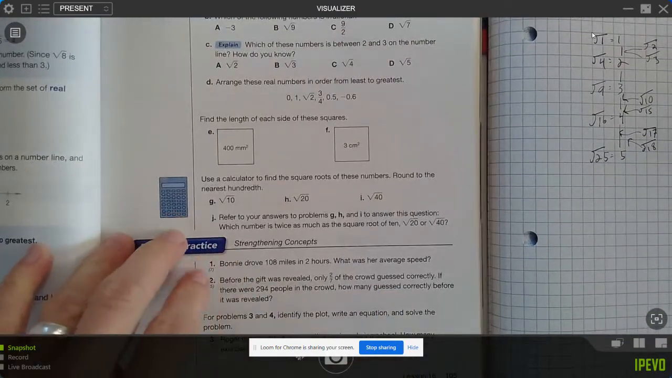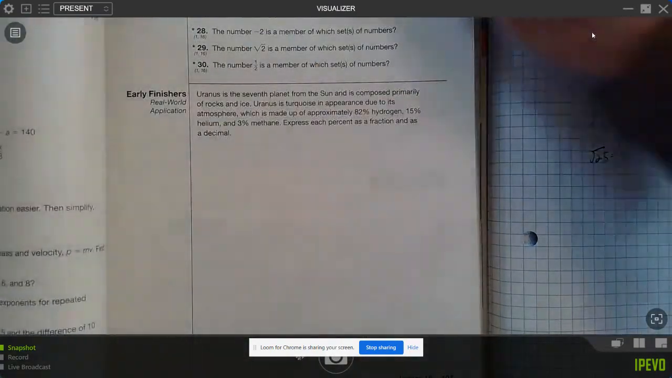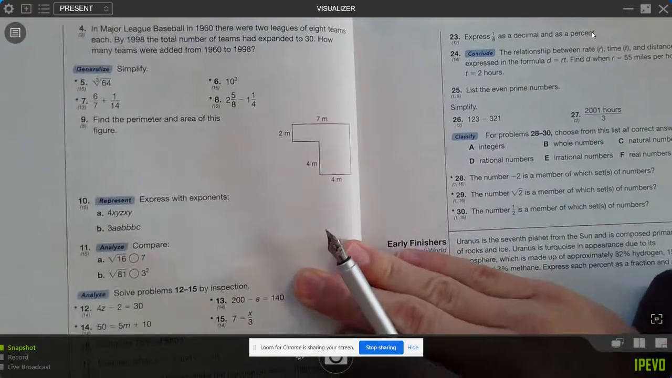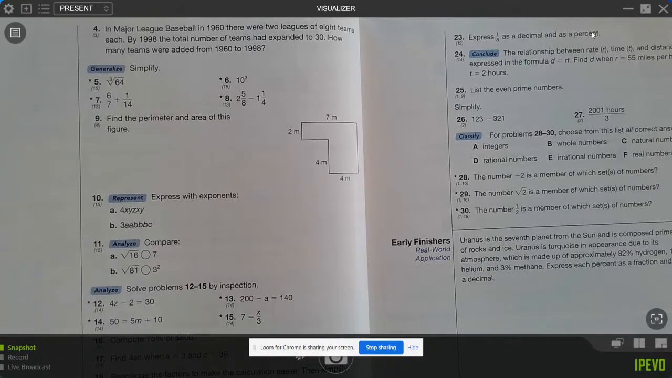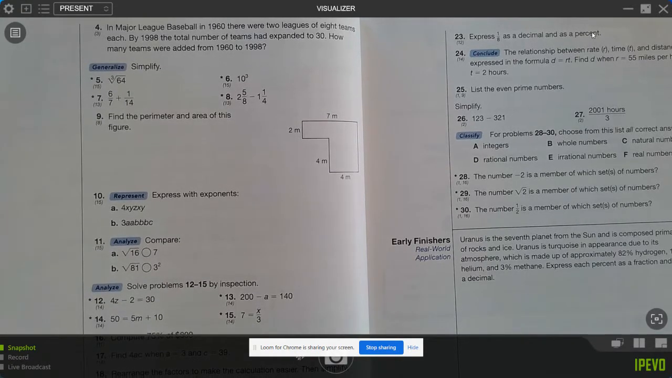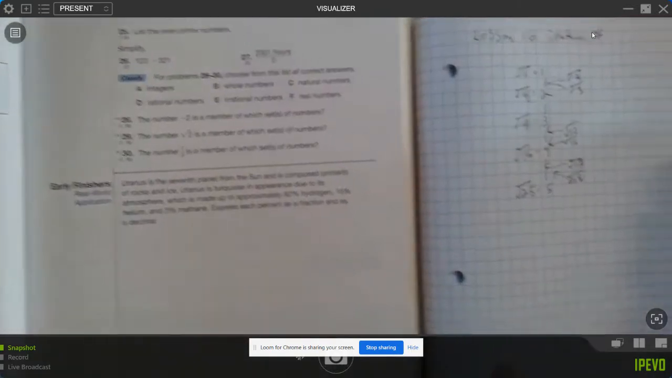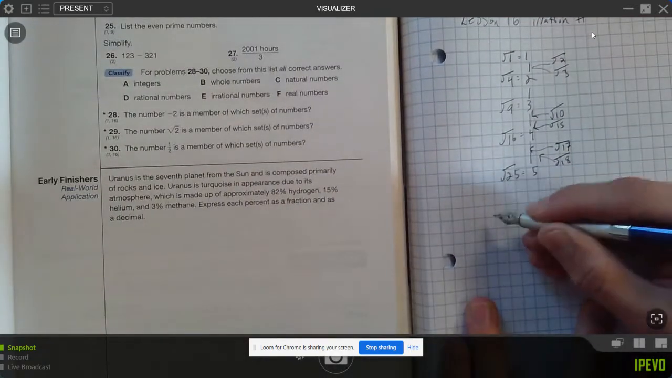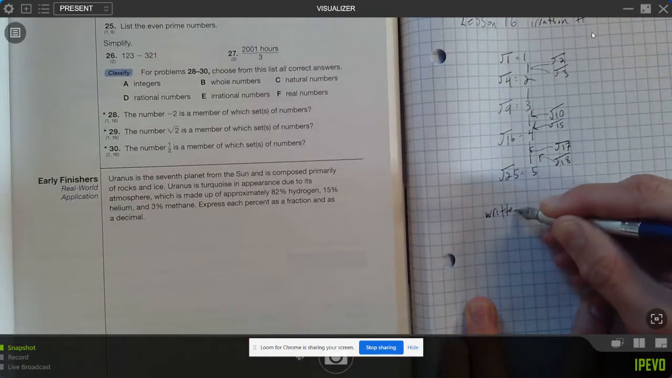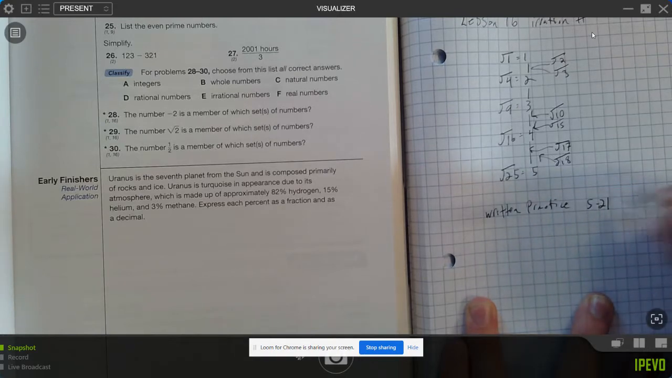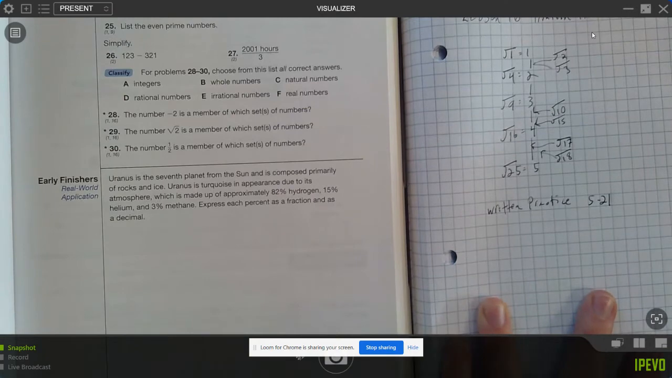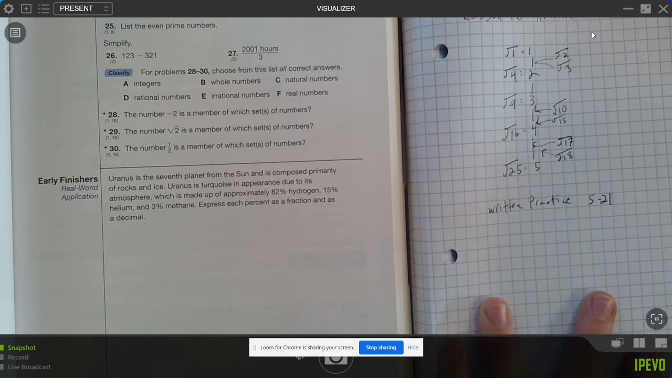For your written practice, let's do 5 through 21. Sorry, I said 20, but it's 5 through 21. Just 5 through 21.